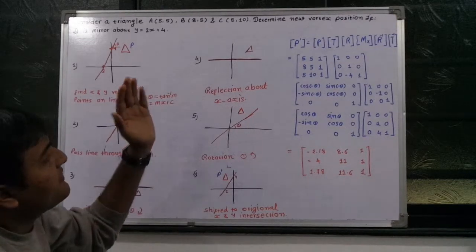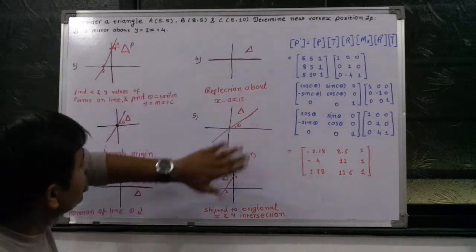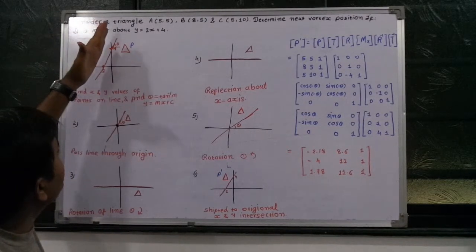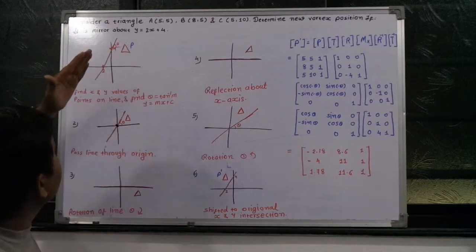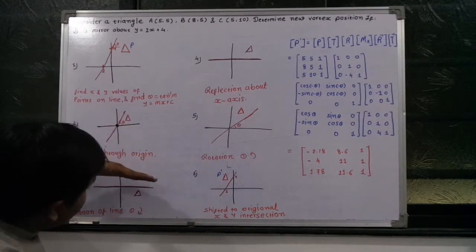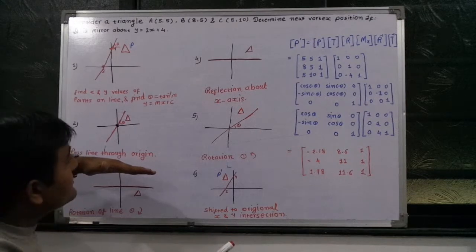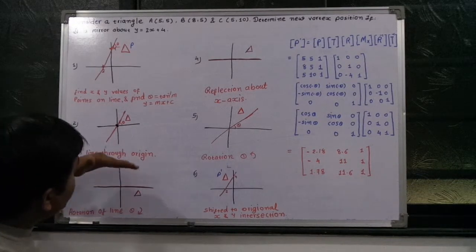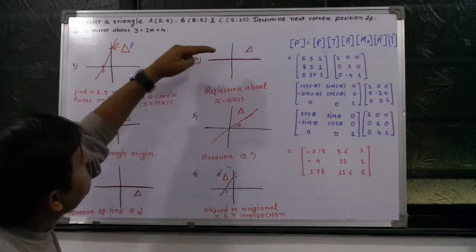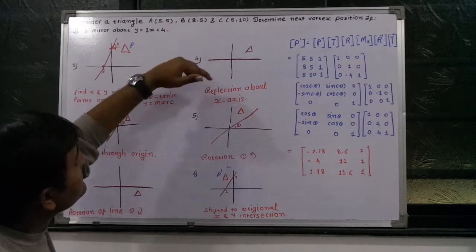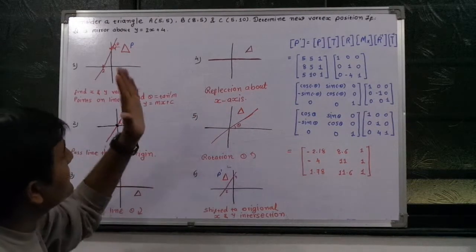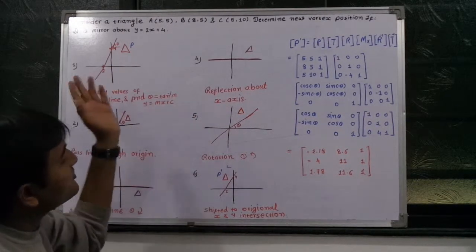Whenever there is a reflection about any line, you need to follow these steps. First of all, find the values of x and y and theta. Second, shift the line to the origin. Third, rotate it so that it will be parallel to the x or y axis; you can take any axis. Then mirror about the x or y axis. Then take the inverse rotation and the inverse translation.